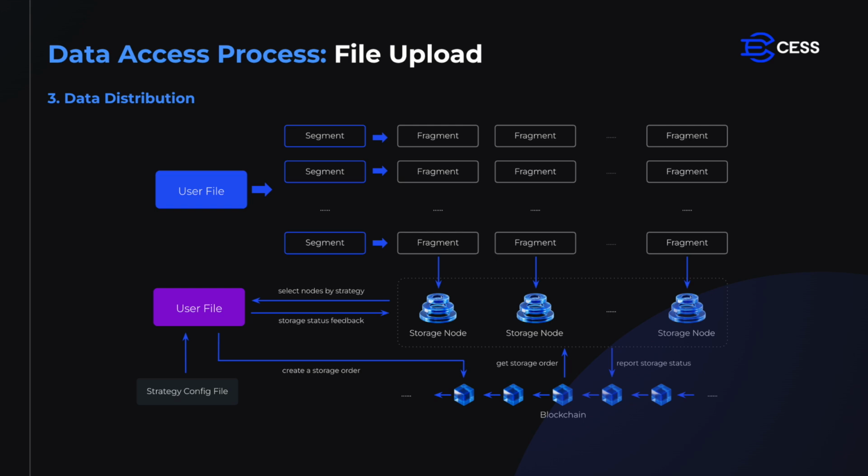The third step is data distribution. After the data has been processed and divided into fragments, DeOSS employs a scheduling module to randomly distribute these fragments to various storage nodes for persistent storage.